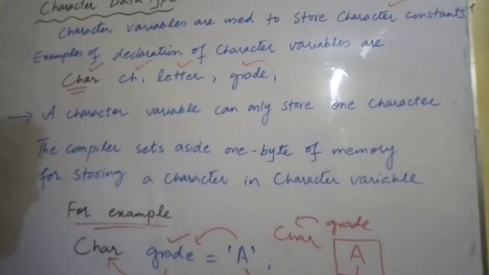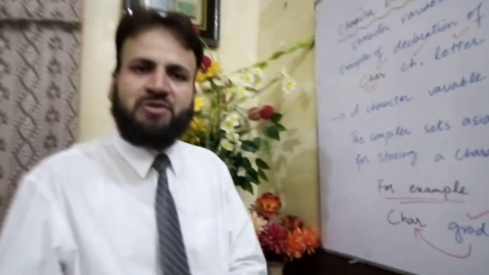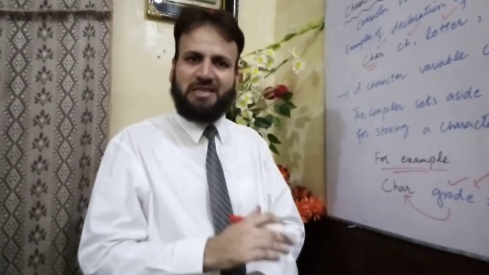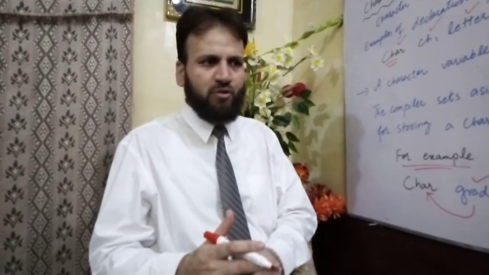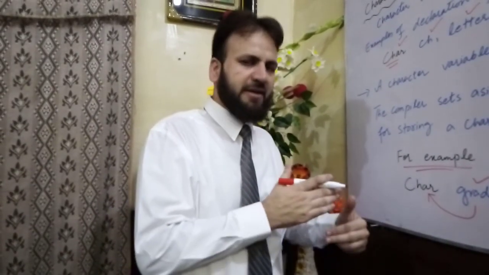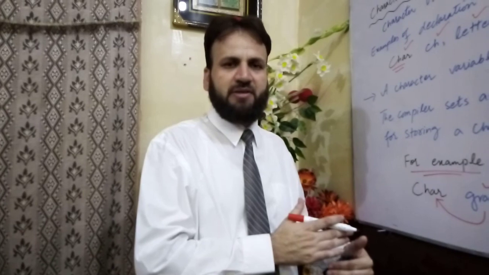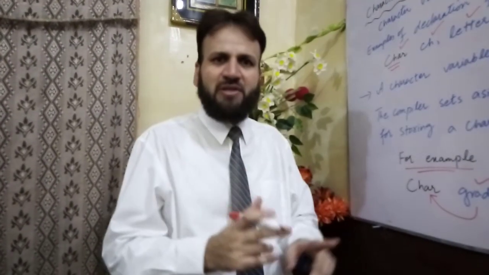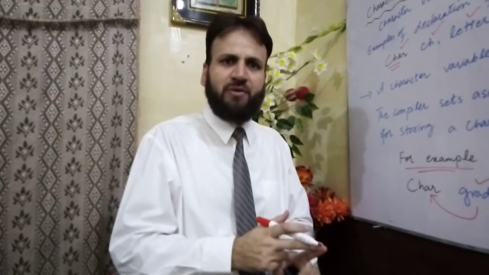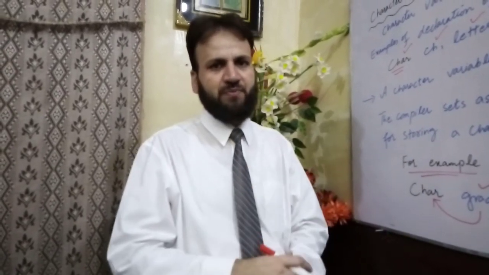So today we have studied that there are three data types that we can use in C language: integer data type, floating point data type, and character data type. We have also seen different examples to understand the concept of data types used in C language.